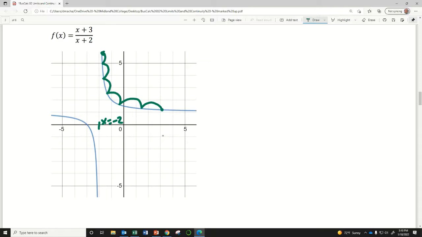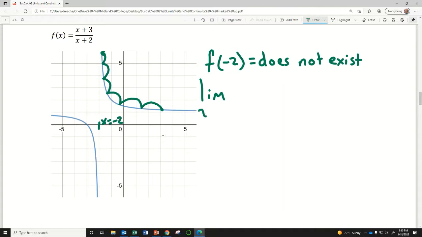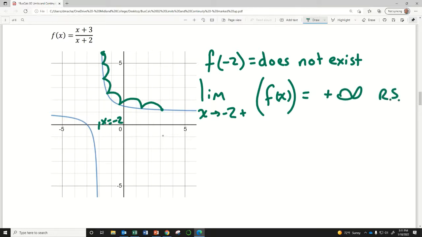So we'll notice again that if I evaluate my function at -2, it doesn't exist because I can't divide by 0. But what we're trying to do now is take the limit as x approaches -2 from the right side. And when I take this limit, what we just found is that we're actually approaching +infinity as we approach from the right side.